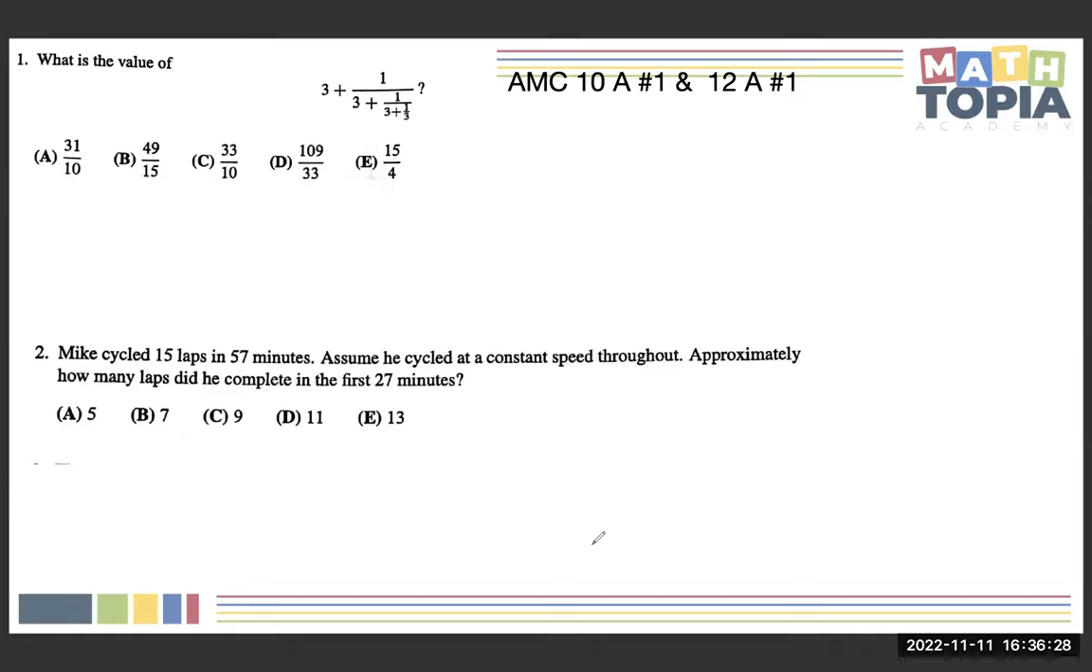This is problems 1 through 20 of the AMC 10A. So first, this is problem 1 of the AMC 10A and also problem 1 of the AMC 12A. What is the value of 3 plus 1 over 3 plus 1 over 3 plus 1 over 3?